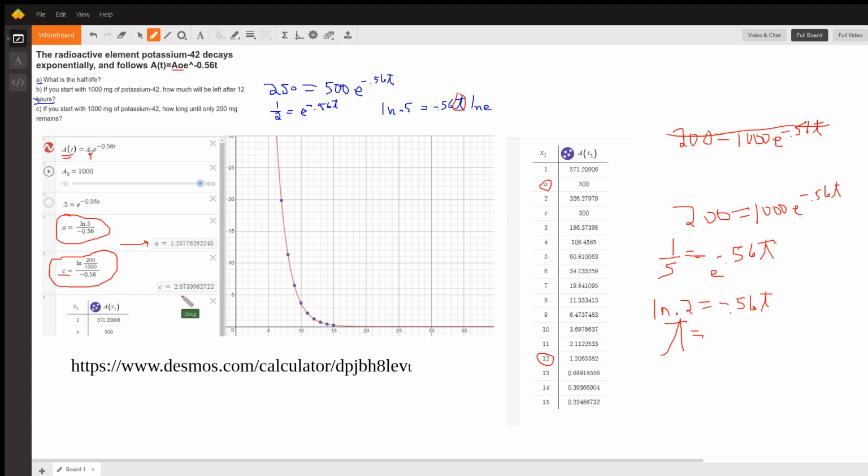2.87 looks to be about right. And if I put that value of t into this table, you can see that I do get an answer of 200. Okay, so hopefully that was clear.